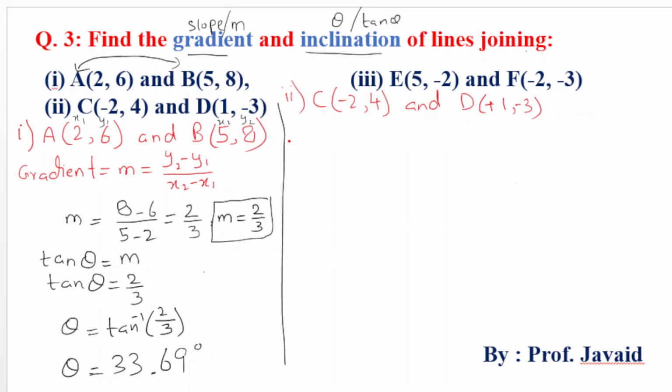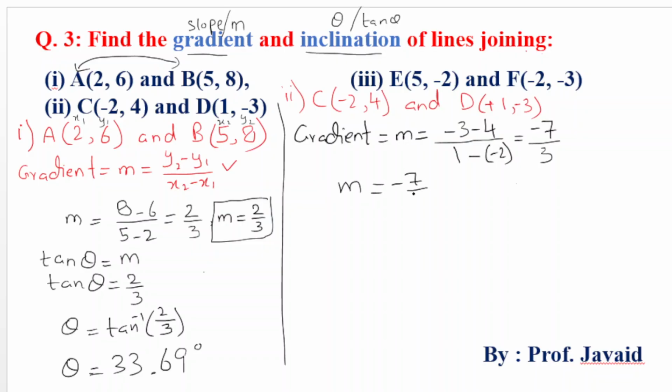Let's start. No need to write the formula of gradient again, we can use this formula. Gradient is equal to m, y2 minus y1, so that is -3 minus 4. This is y2 and this is y1. This is x2 and this is x1. So 1 minus negative 2, like that. That will be -7 over 3. So we got the slope m is equal to -7/3.